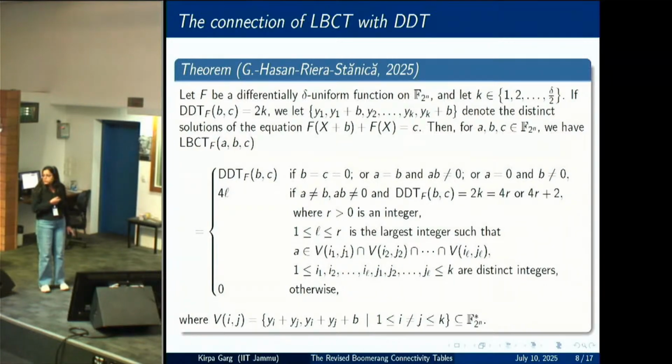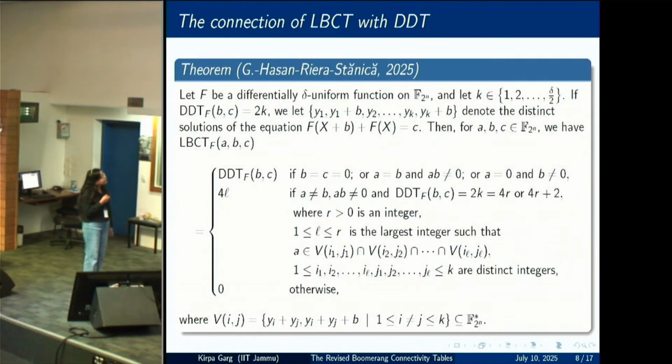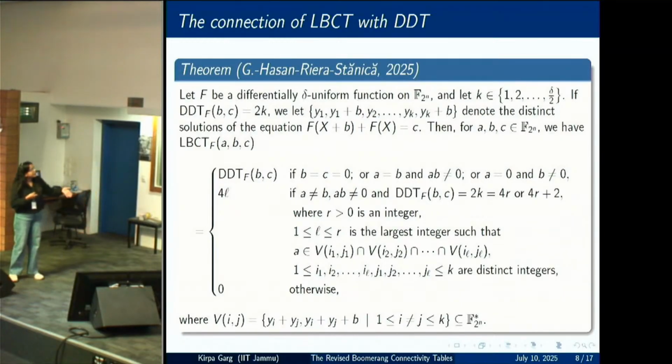And this DDT is nothing but the number of solutions of the equation f(x plus b) plus f(x) equals c. Let this set denote the number of solutions of this equation. Then for any a, b, c in the finite field, the LBCT of the function f at a, b, c is basically the DDT of the function f at b, c if b is equal to c is equal to 0, and some other conditions are there, a is equal to b and ab is not equal to 0, or so on. And in other terms, it is 4 times L.